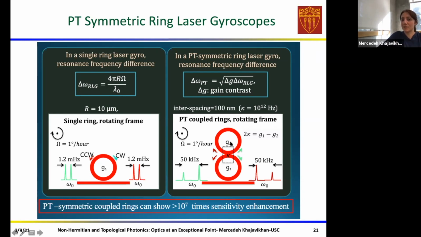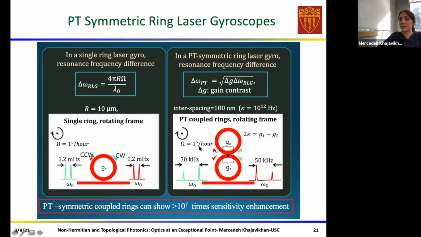Almost impossible to be detected if, for example, you have a semiconductor gain system. Now, if you have a PT-symmetric system, we know that the splitting between the frequencies follows the square root of the perturbation. The perturbation here would be whatever you had here, and we get this square root over here. In this system, I have two resonators, each 10 micron in radius, coupled to each other because of this interspacing between them, on the order of 100 nanometers, and you get almost 1 terahertz of splitting.